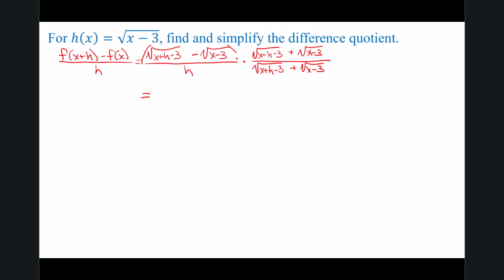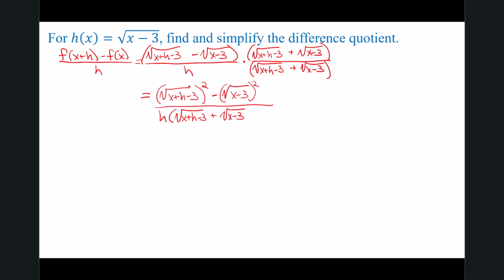So when I do that, in the numerator, I have a difference of squares. So I have square root of x plus h minus 3 all squared. Then my outside and my inside terms cancel each other out because it's a difference of squares. And then I have the square root of x minus 3 squared. And that is all over h times square root of x plus h minus 3 plus square root of x minus 3.